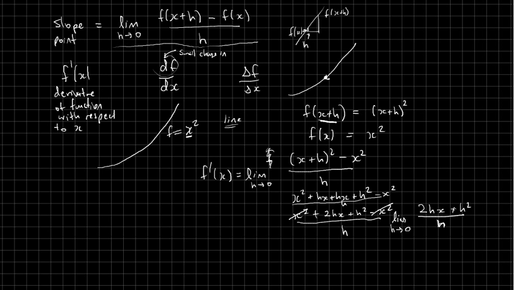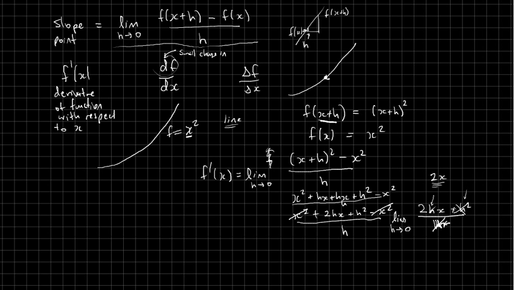As h goes towards 0, this number here is going to get smaller and smaller. This is also going to get smaller, and this one's going to get smaller probably the fastest, so that one there is going to go away. And then we've basically got 2hx over h, so the h's will cancel, and what we're left with is 2x.